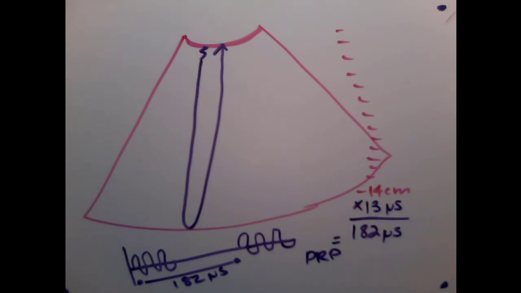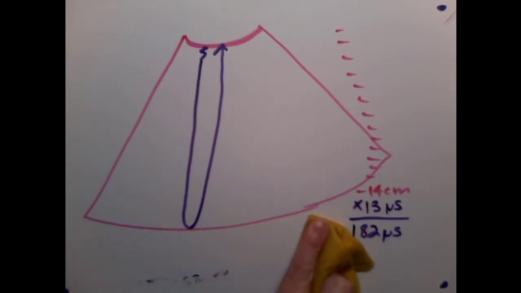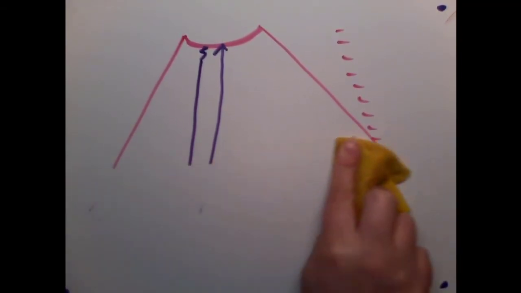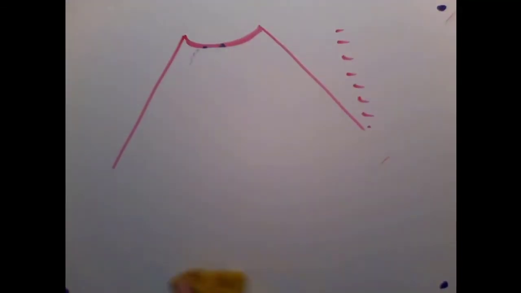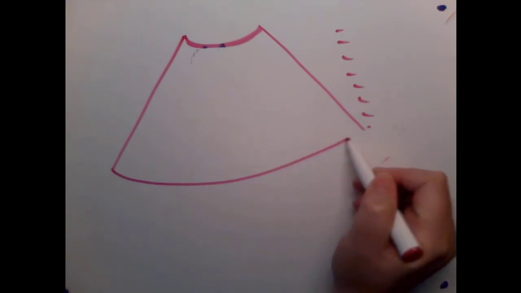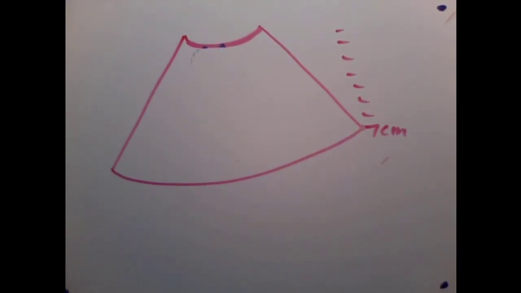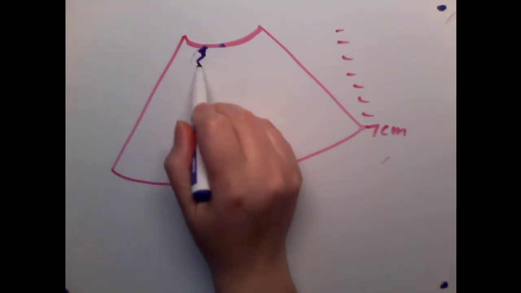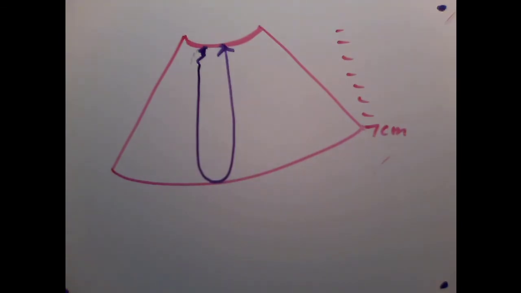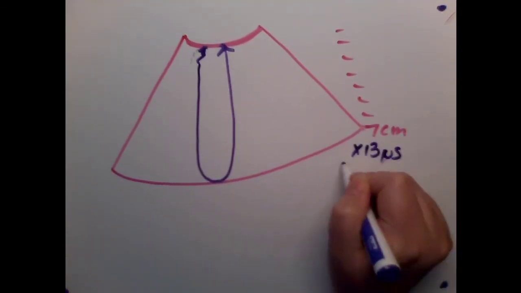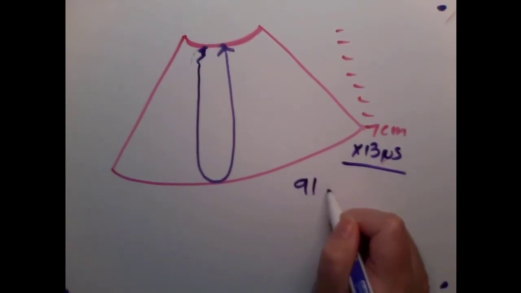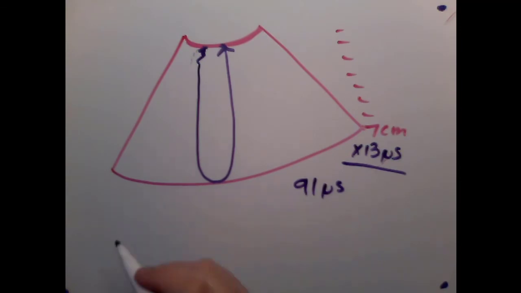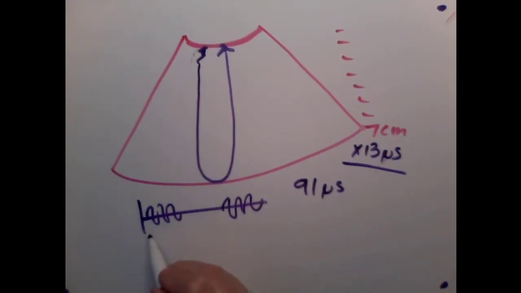So let's take a look at the other example. It asked us, what is the PRP when our depth is set to 7 centimeters? So we've reduced our depth down to 7 centimeters, and now we want to know the PRP of the pulse leaving, going down to 7 centimeters, and returning. Again, we take 7 and multiply it by 13 microseconds. 7 times 13 is 91 microseconds. Looking at our graph, we've got our pulse, off time, pulse. Our PRP is the pulse duration plus the off time, and that's going to be 91 microseconds.